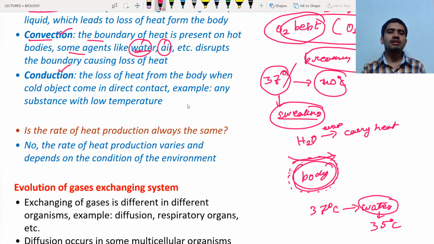This is also an important factor in computers, where they arrange cooling fans to carry away the heat produced by the processor. Next is conduction. It is the loss of heat from the body when cold objects come in contact.